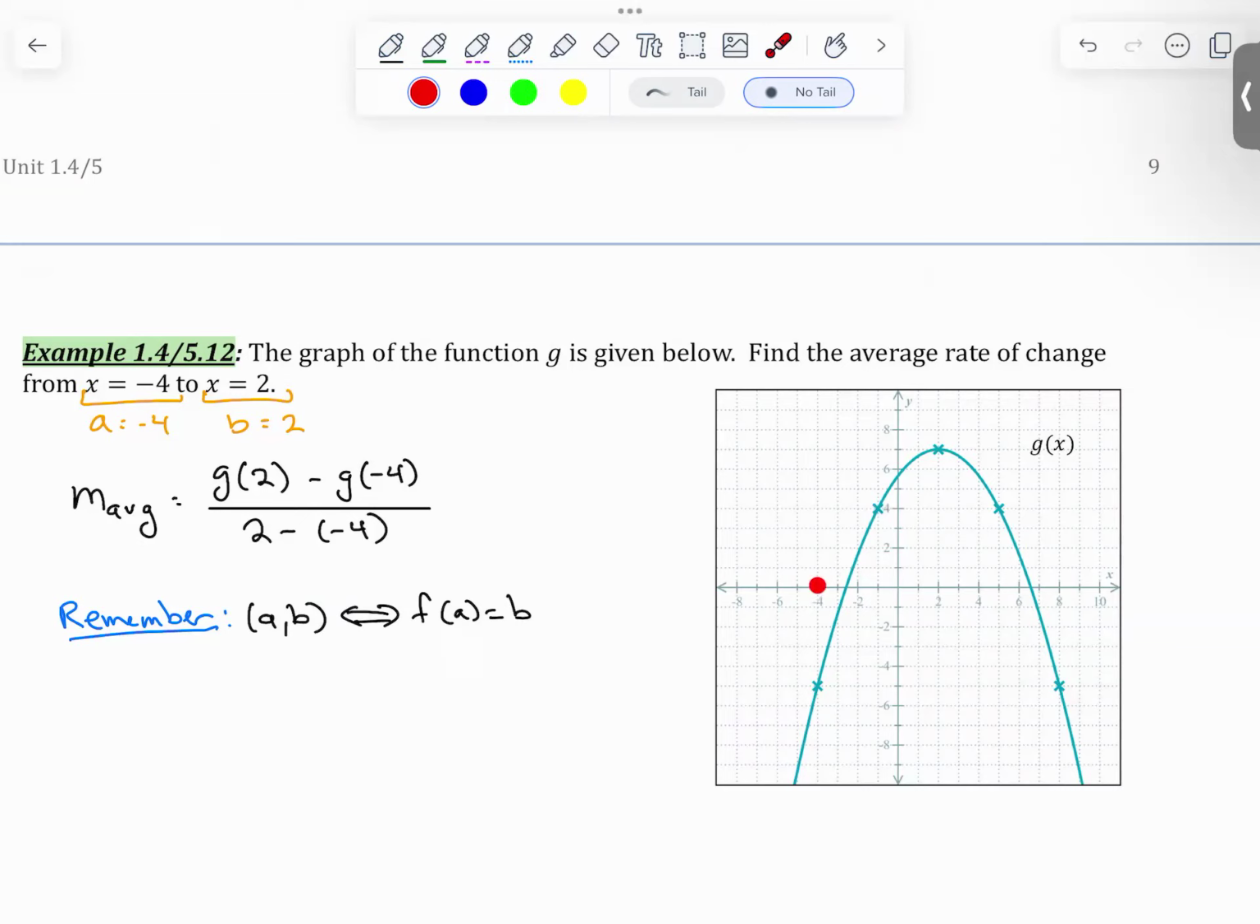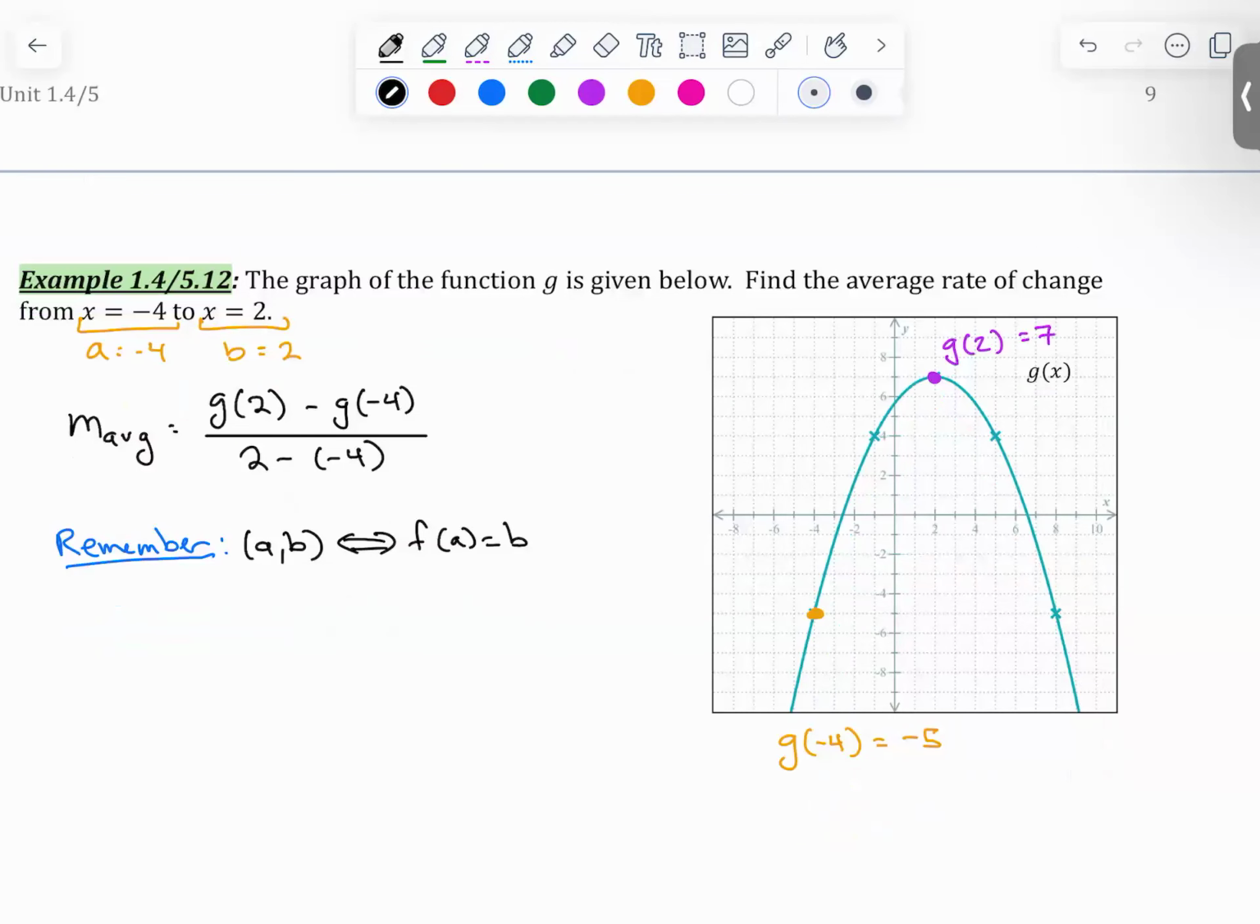So for x equals -4, g of -4 is -5. So here's the point. g of -4 is the function value. It's the y value when x is -4. Similarly, at 2, we have this point, and g of 2 would be 7, because g of 2 is the y value when x is equal to 2. So we have everything we need. The only things we needed were g of 2 and g of -4.